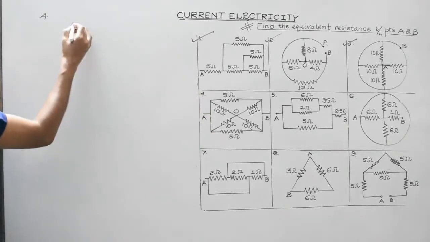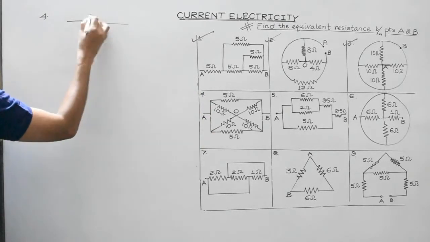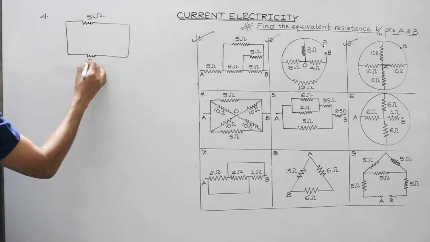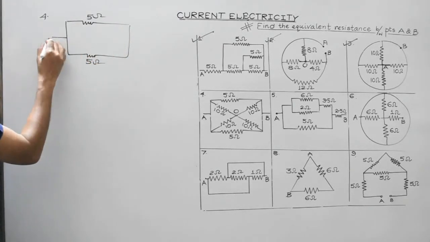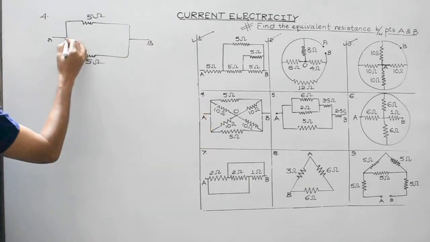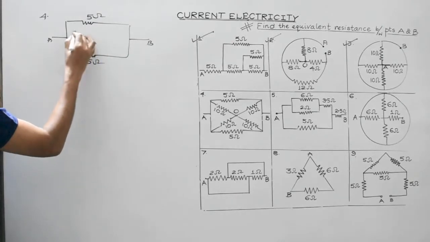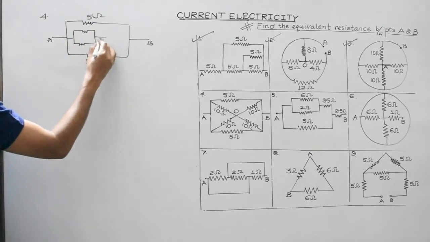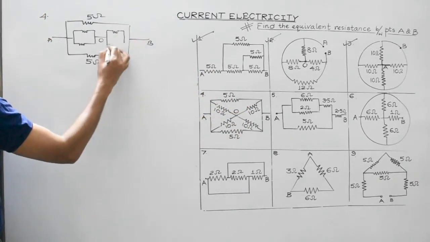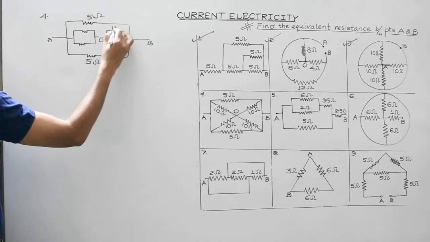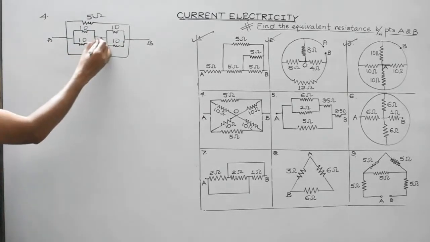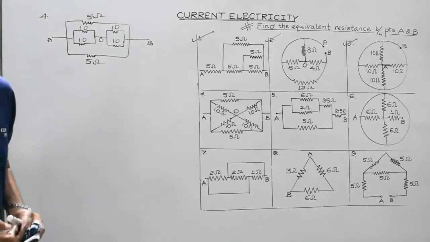So the circuit can be modified in the following manner. This is 5 ohm. This is 5 ohm. This is point A and this is point B. Okay, these two are in parallel, right? So it can be redrawn like this. This is point O. Again, these two are in parallel, so it can be redrawn in this particular manner. 10, 10, 10, 10. Right, students? The circuit can be redrawn in this particular manner.